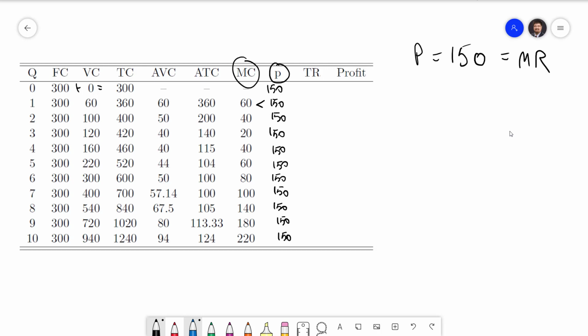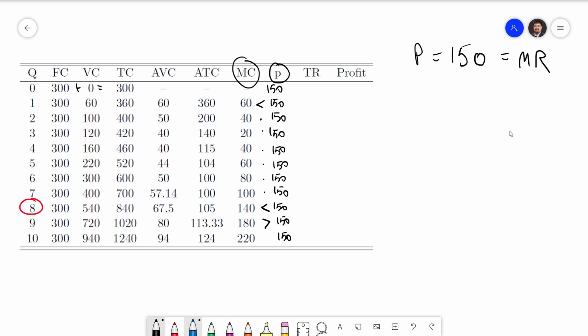Looking at the second one, 150 is greater than 40, and we can continue this down until we hit the 8th unit, where marginal cost is still lower than 150. It's 140 here. But if we go to the 9th unit, our marginal cost of 180 is bigger than our price of 150. So if we would have produced the 9th unit, we would decrease total profit by 30. This means that 8 is going to be our profit maximizing output.